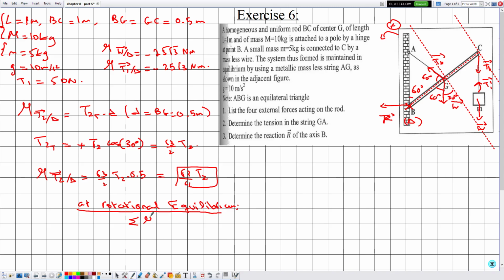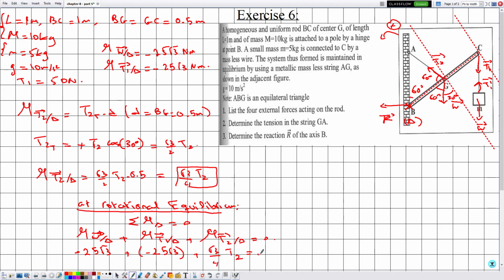We have that the sum of moments around delta is equal to 0. We have the moment of W around delta plus the moment of the tension T1 around delta plus the moment of the tension T2 around delta is equal to 0. Now the moment of the weight is given by minus 25 radical 3, plus the moment of the tension T1, which is also given by minus 25 radical 3, plus the moment of the tension T2, which is given by radical 3 over 4 T2.